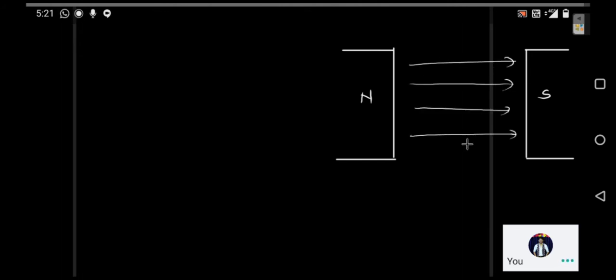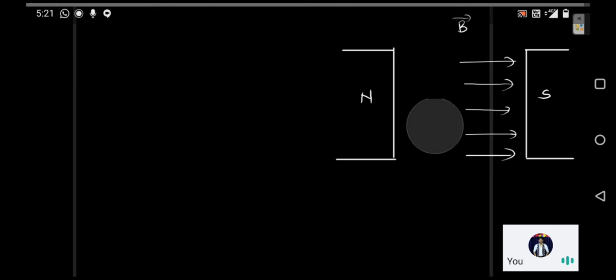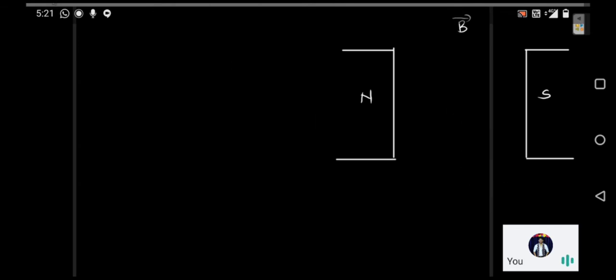This was the north pole, this was the south pole, and there was a magnetic field generated over here like this, correct? A magnetic field is generated between these magnetic poles. And then what we did was we placed a current carrying loop in this magnetic field. It was placed something like this.